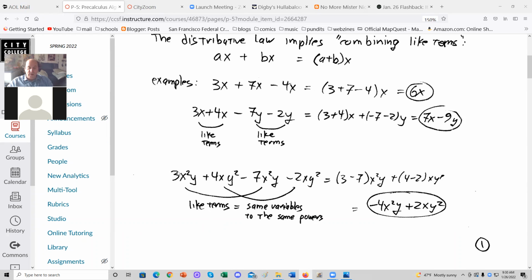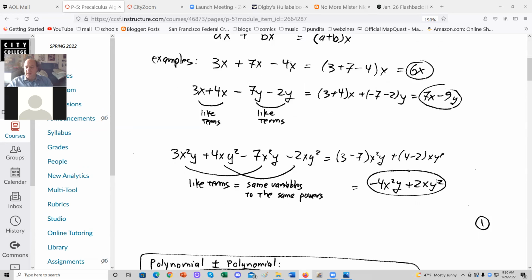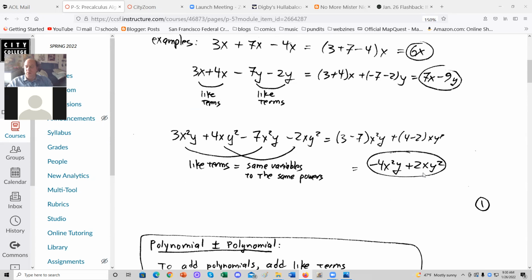Okay, these two, 3x squared y and minus 7x squared y, we can combine. So can these two. We get (3 - 7) times x squared y, plus (4 - 2) x y squared. And a small amount of arithmetic later, it gets minus 4x squared y plus 2x y squared.